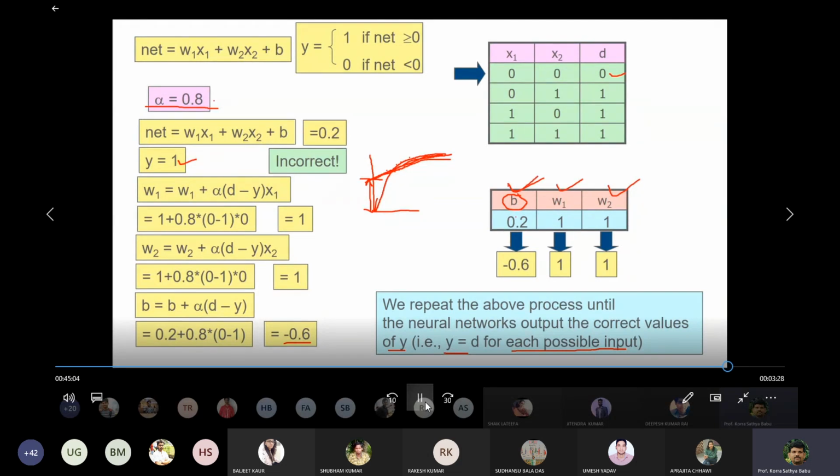Now you understand why bias is important and weights are important. You adjust the weights and everything. This is the expected output: for this input, this should be the output. For 0 and 0, it should be 0. For 0 and 1, it should be 1. For 1 and 0, it should be 1. And for 1 and 1, it should be 1.